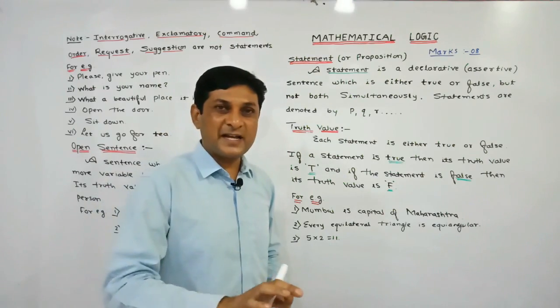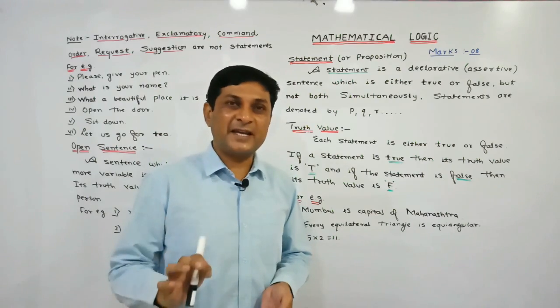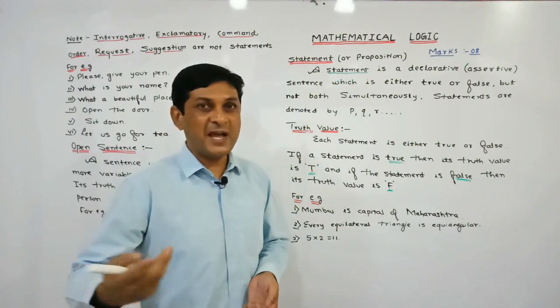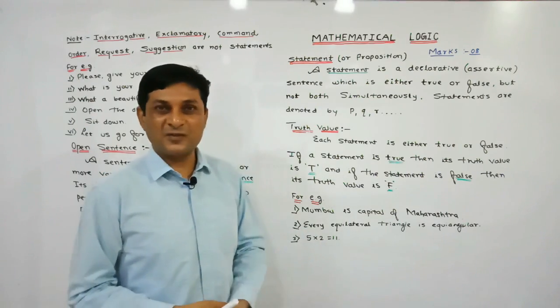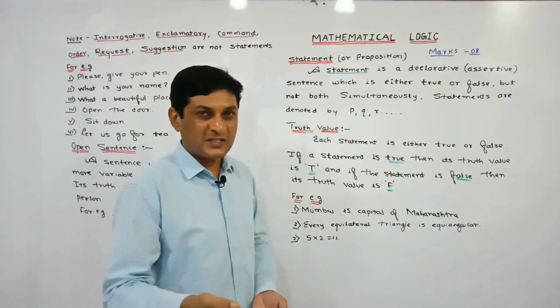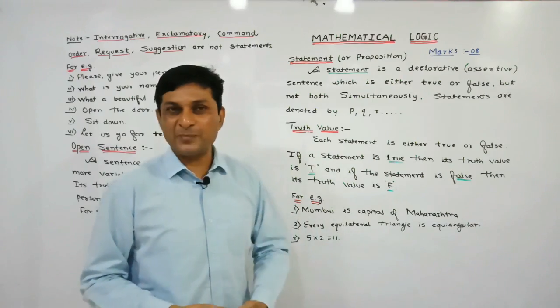Let us consider second example. Every equilateral triangle is equiangular. We know that in equilateral triangle, each angle is of 60 degree, means all the angles are equal, means it is equiangular triangle. Yes, it is also true. And if we are able to identify whether it is true or false, at that time sentence is called as what? Statement. So this is also an example of statement.